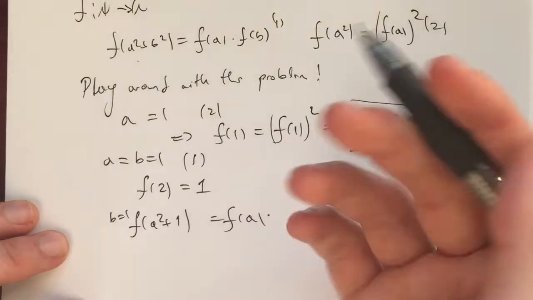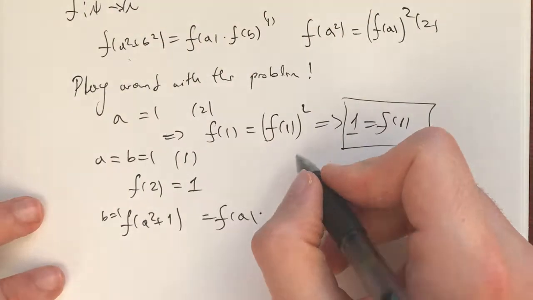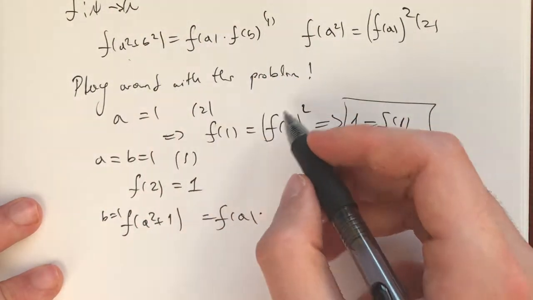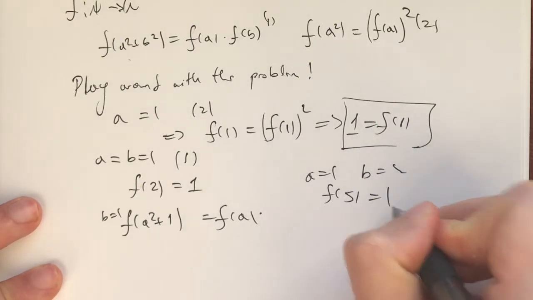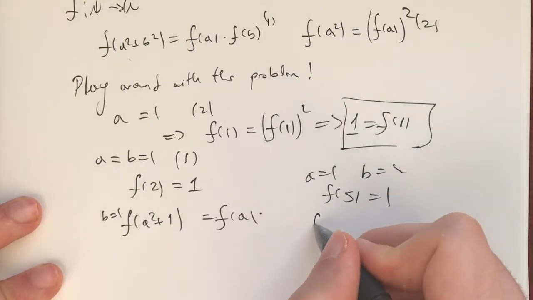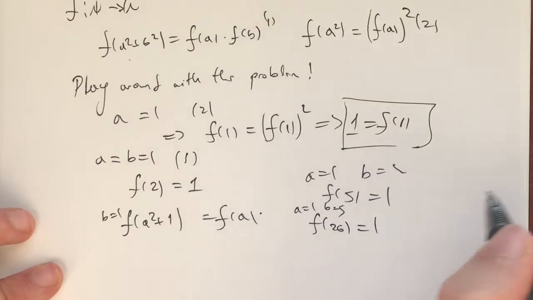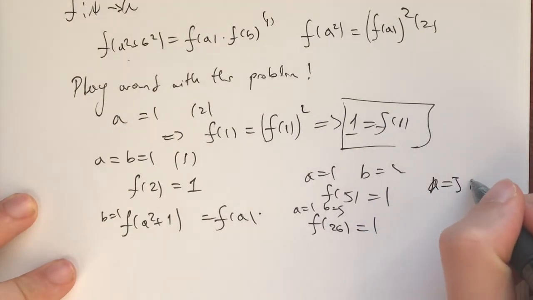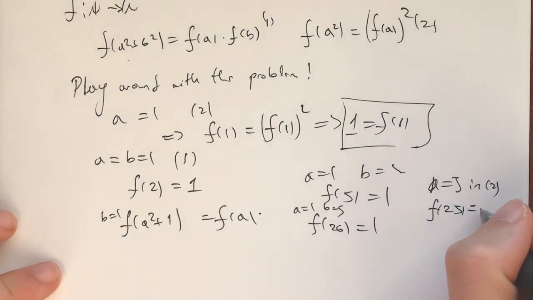For me, a big picture view right now is, after playing around a bit more, say a is 1 and b is 2, I get f of 5 is equal to 1. If I plug in a equals 1, b equals 5, I get f of 26 is also equal to 1. But also if I plug in a equals 5 into 2, I get that f of 25 is now equal to 1.